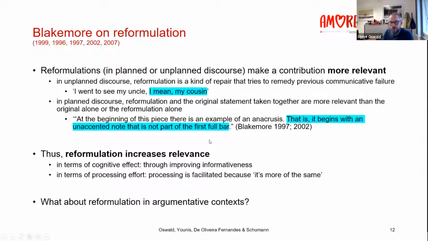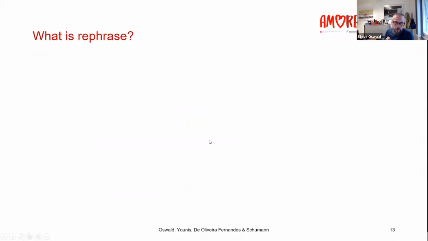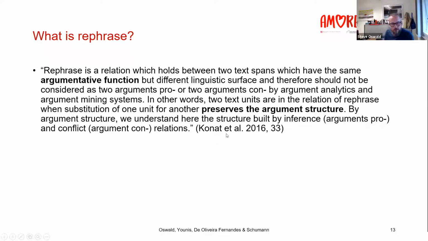We want to call that rephrase. And we define it quite loosely for now. That's one of the parts of the project. We need to come up with an airtight definition. But here we build on the work of Basha Konat and her colleagues, who say that rephrase is a relation which holds between two text spans which have the same argumentative function, but different linguistic surface, and therefore should not be considered as two arguments pro or two arguments con by analytics and argument mining systems.